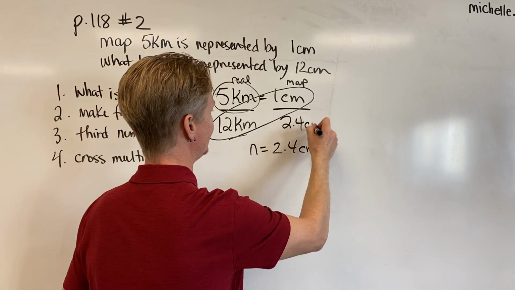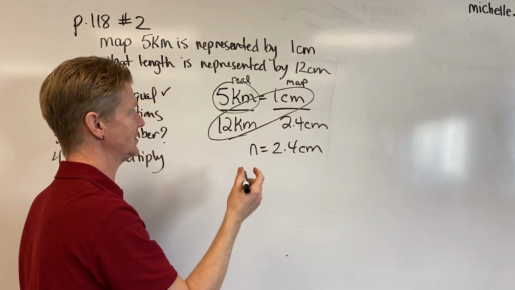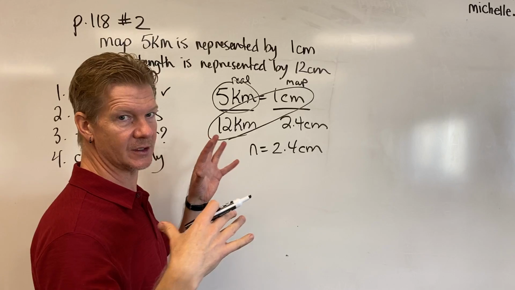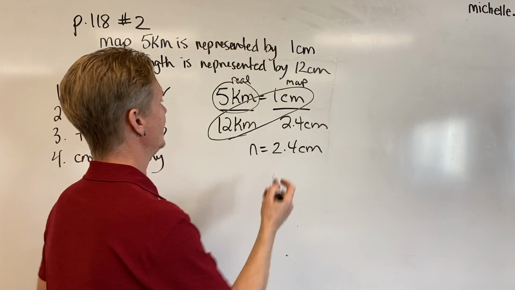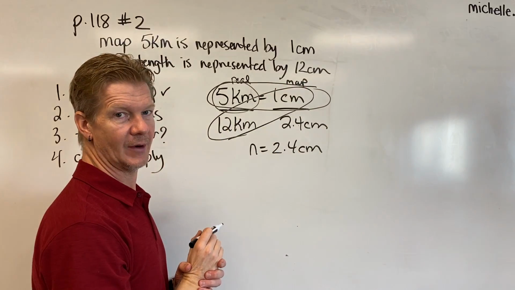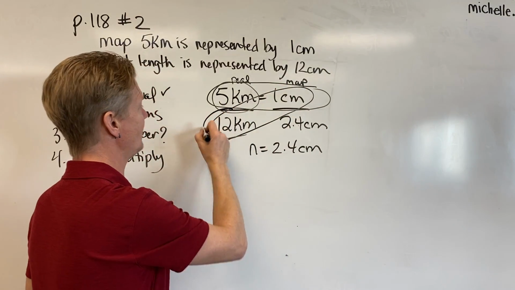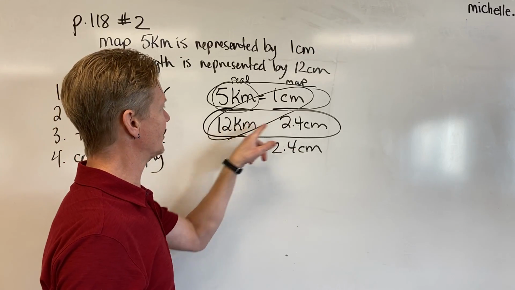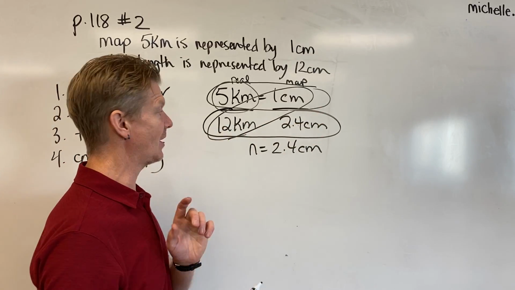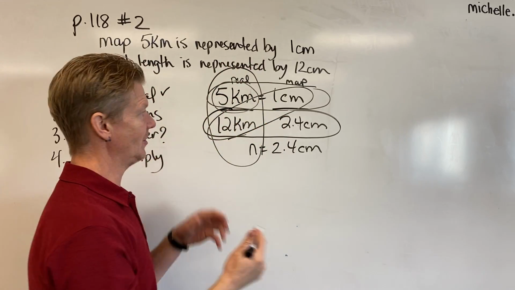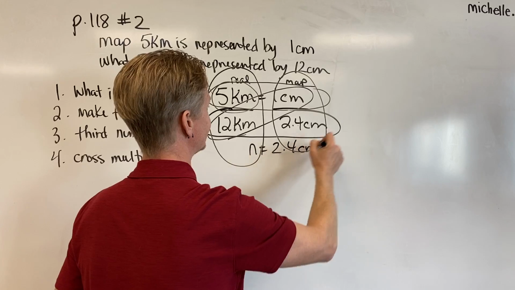Now here's what's really important for these cross multiplication setups. They are all related. There are relationships on every level. The first relationship is this: 5 kilometers equals 1 centimeter, right? They have to be related. 12 kilometers then is related to 2.4. 12 kilometers equals 2.4 centimeters. That's how they're related. The left side's related because it's the real world measurement, and the right side is related because that's the measurement on the map.